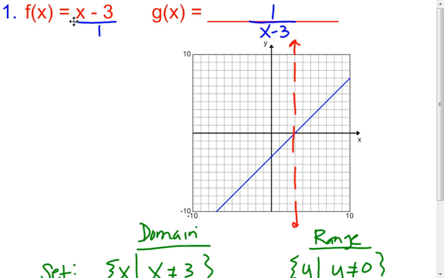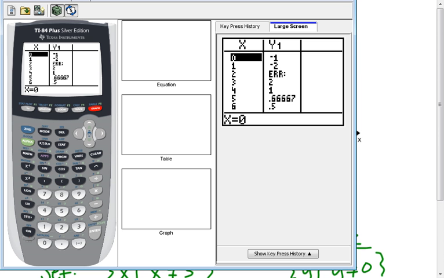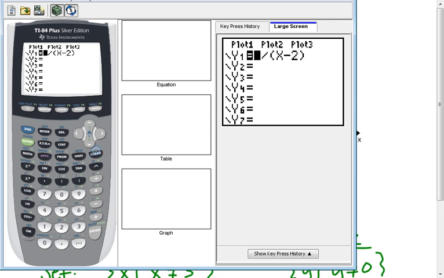Then we're going to use our calculators to help us get a somewhat accurate graph of this rational function. So I am going to go up to y equals. I am going to put in 1 divided by the quantity x minus 3.